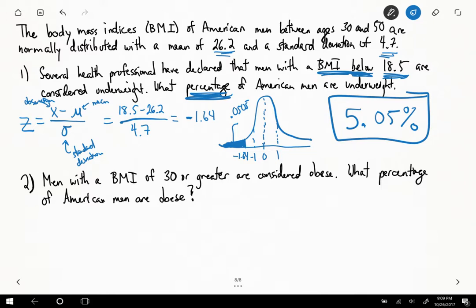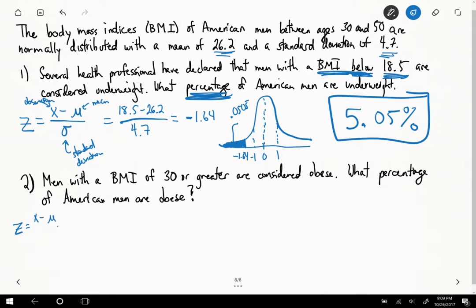Now there's one little caveat though. When we were doing that drawing, if you notice the drawing up above, it had a very similar looking thing where it had an area of a normal distribution and it was shaded to the left. That's going to change here in our second problem. So we have men with a BMI of 30 or greater are considered obese. What percentage of men are actually obese?